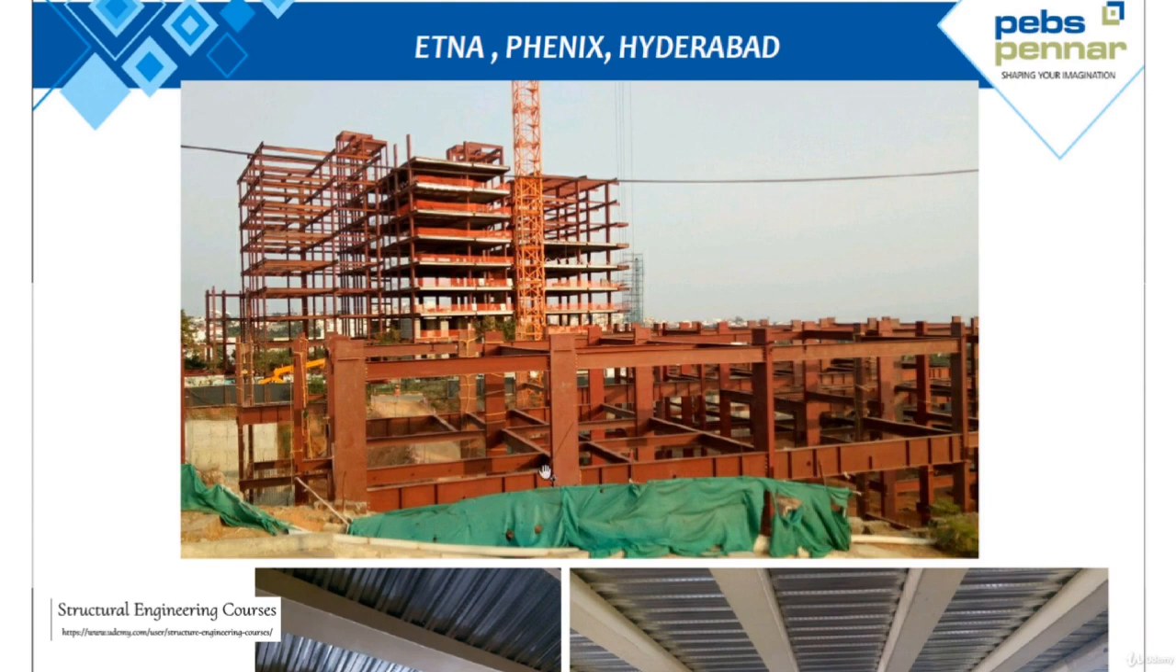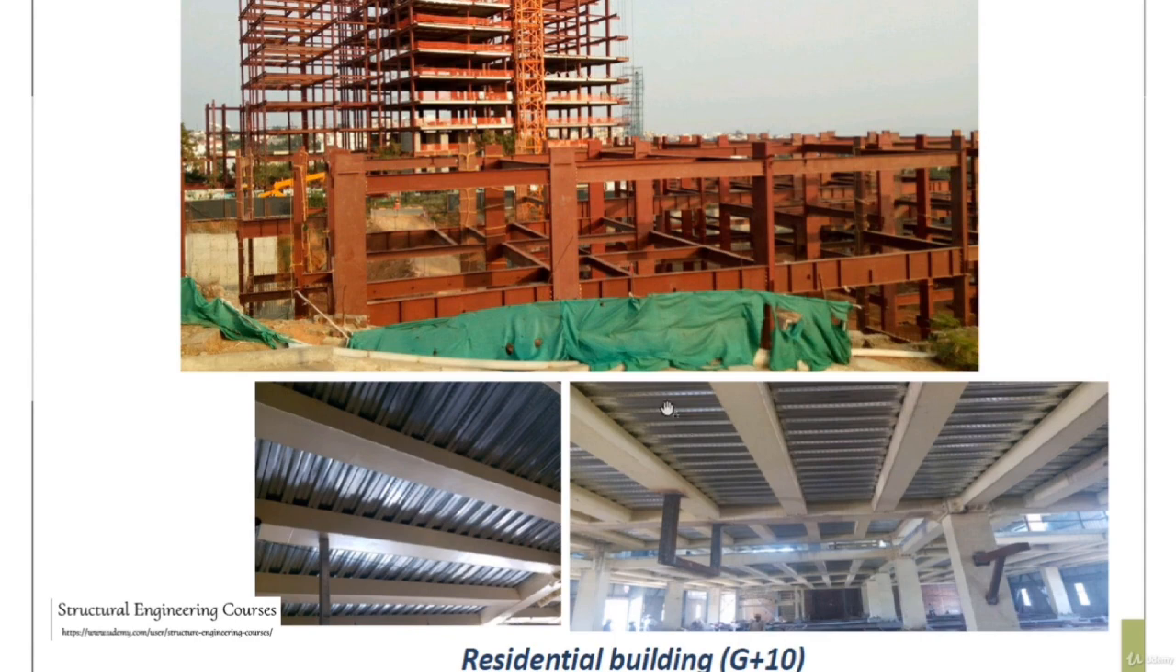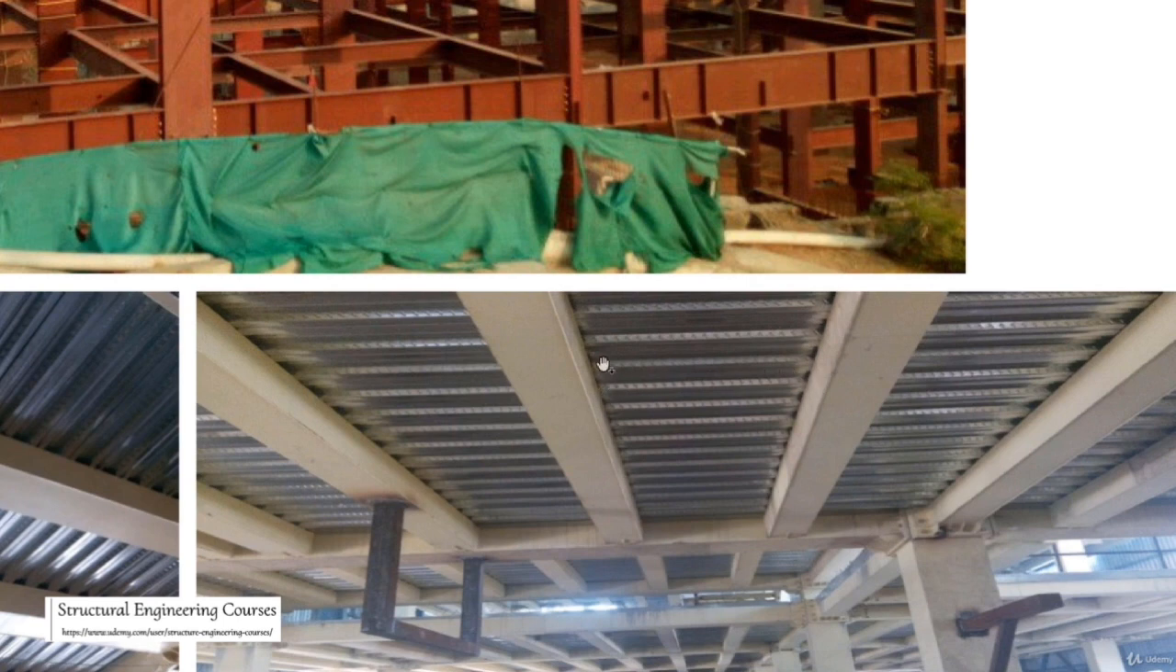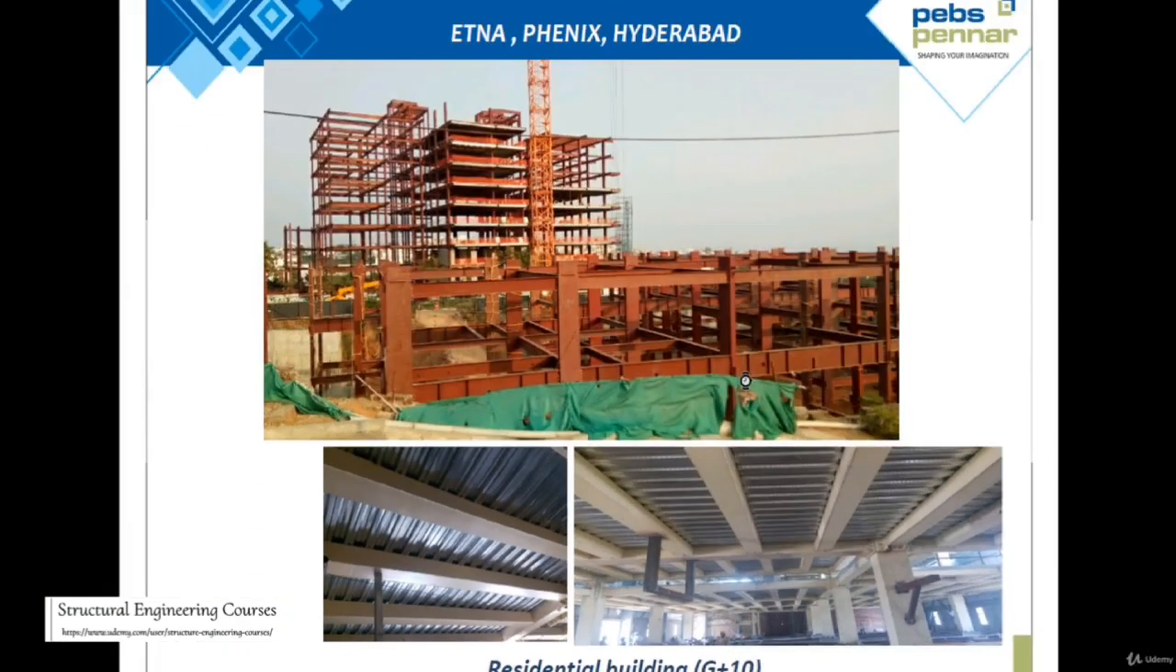And here also you can see the stiffeners. These are the columns, these are the steel beams, and here you can clearly see the deck sheet arrangement. As I was discussing with you earlier also, the grooves need to be parallel to the shorter span. So this is the groove from this point to this point, and it is parallel to the shorter spans.